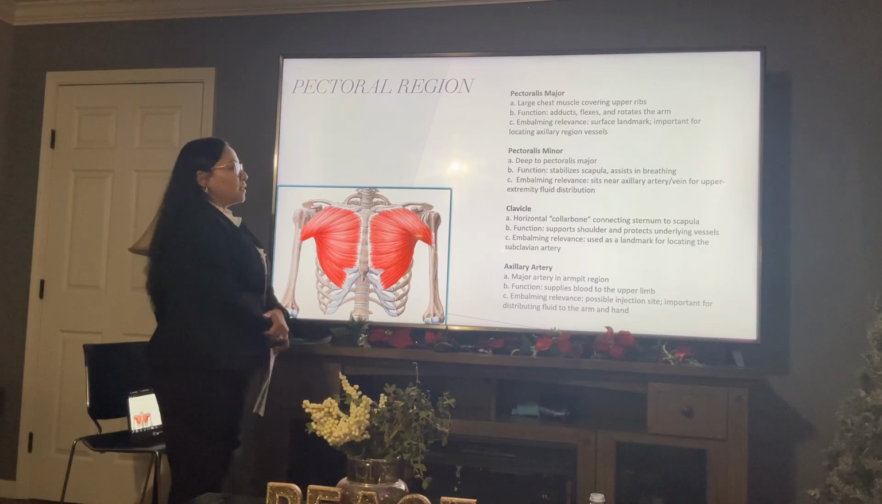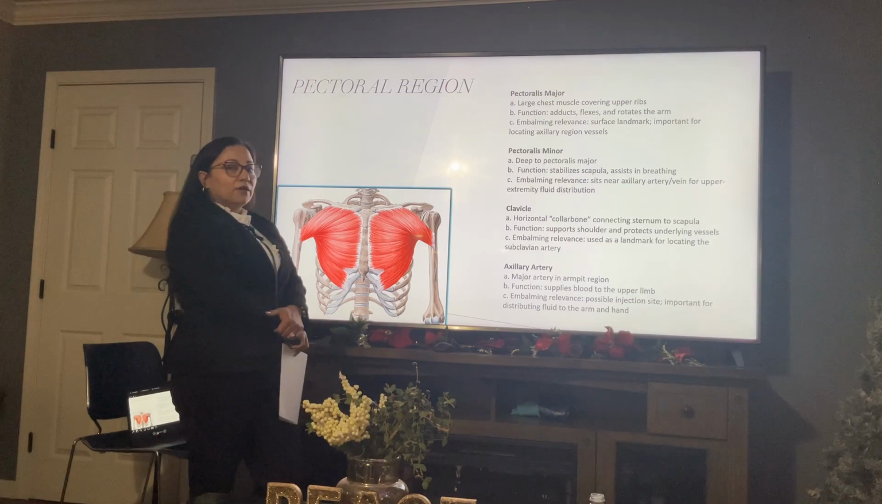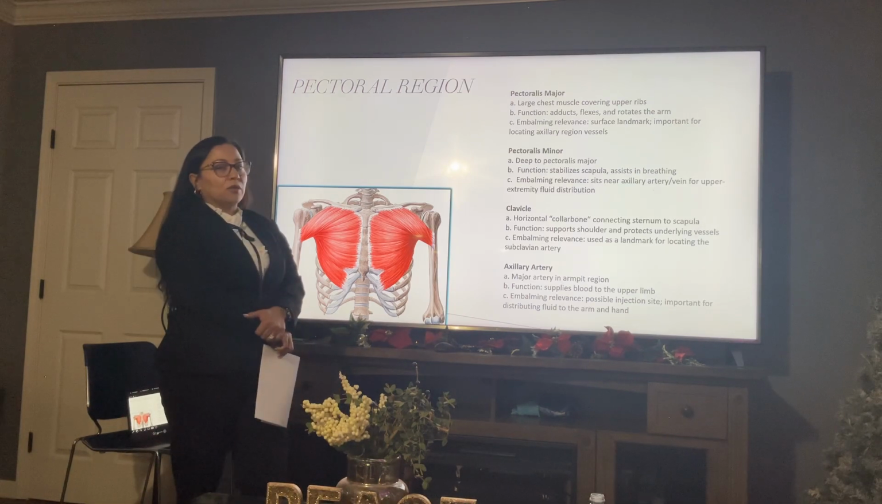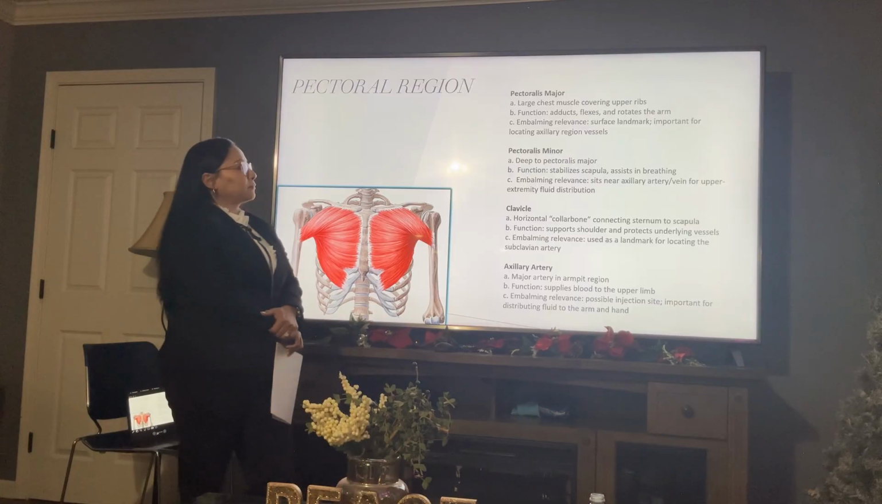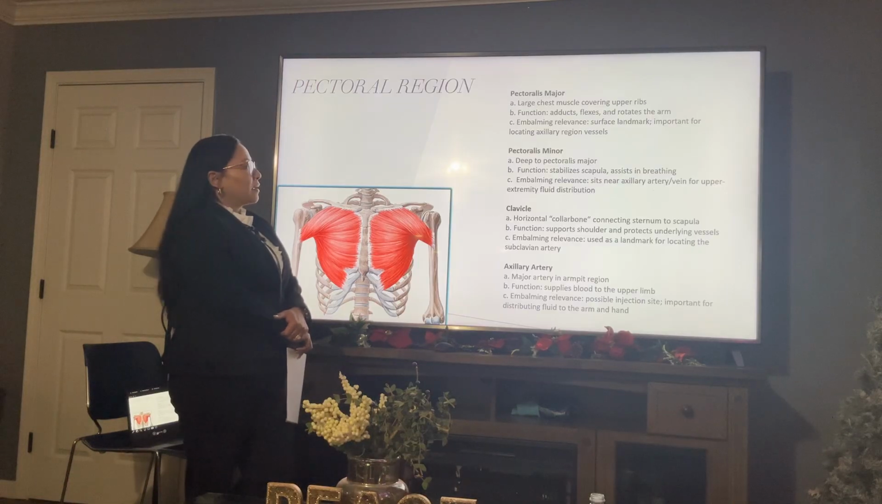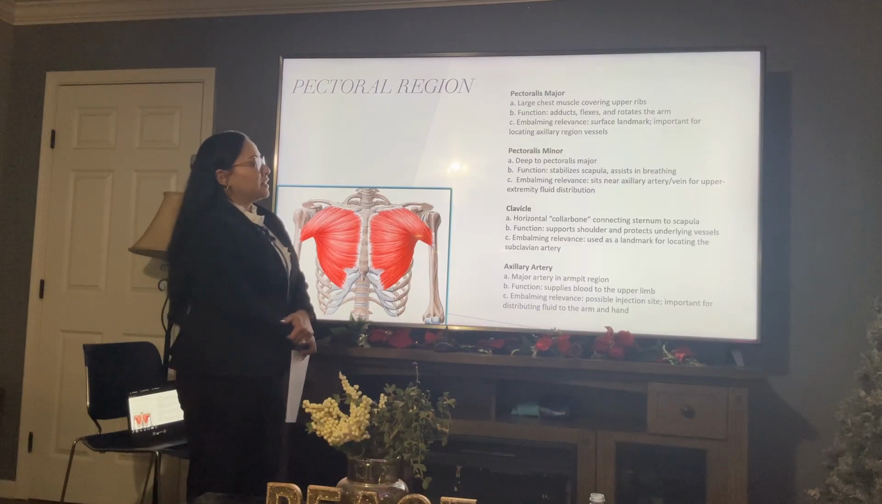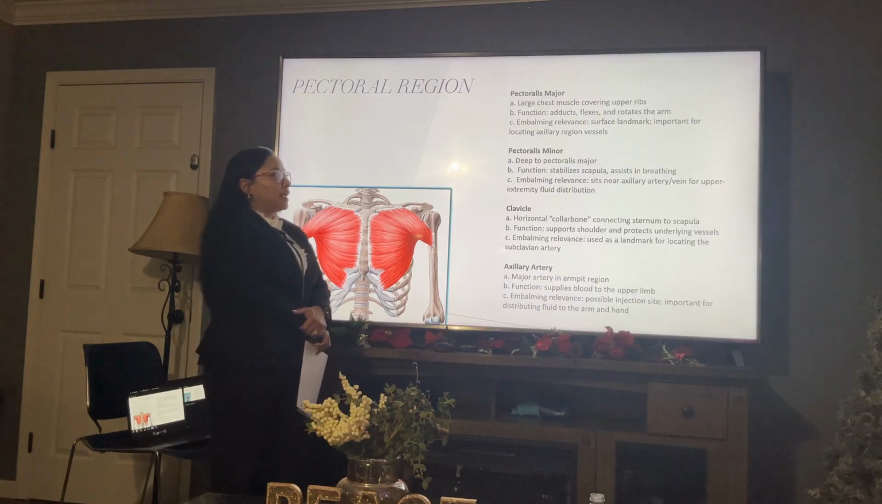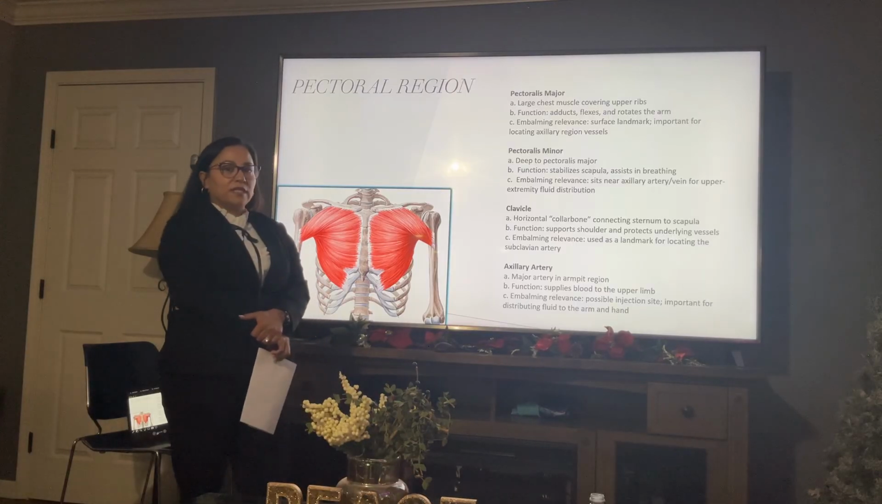The next structure is pectoralis minor. It is deep to the pectoralis major. Function: stabilizes the scapula, assists in breathing. Embalming relevance: it sits near the axillary artery and vein for upper extremity fluid distribution.